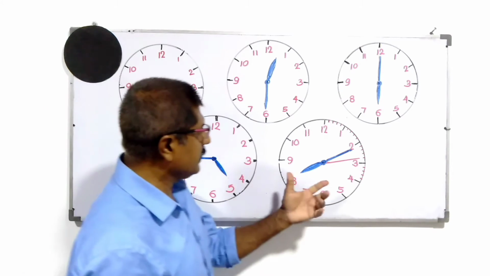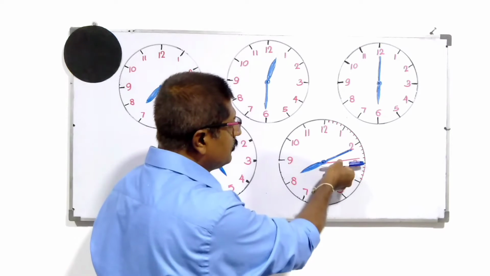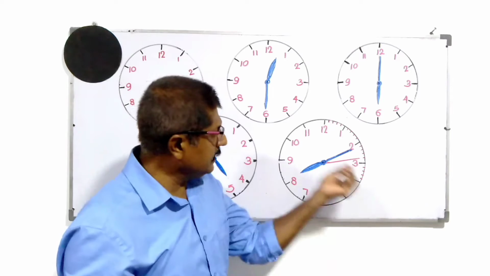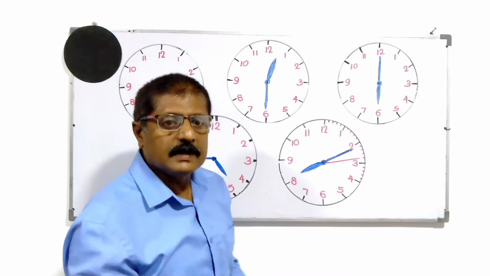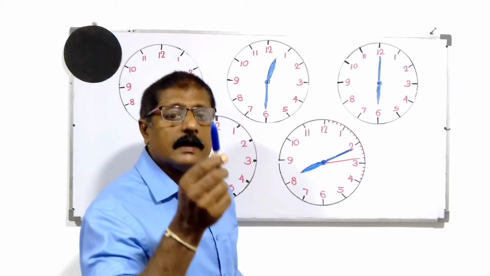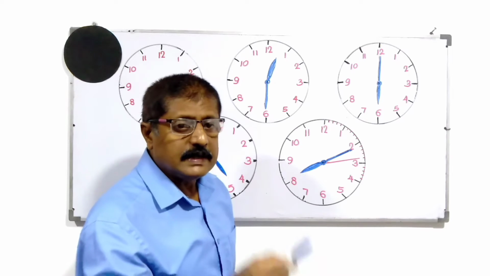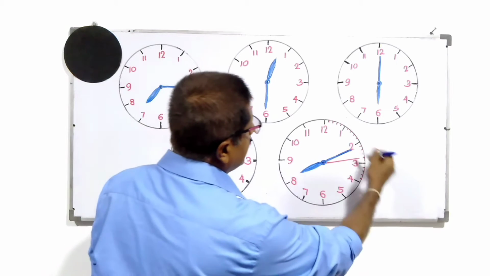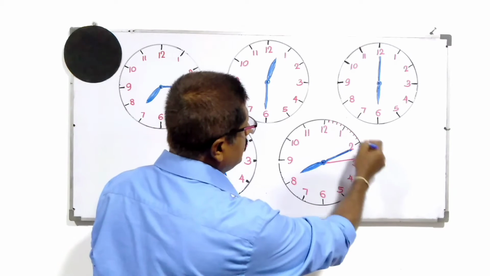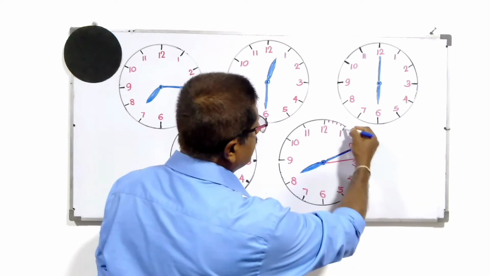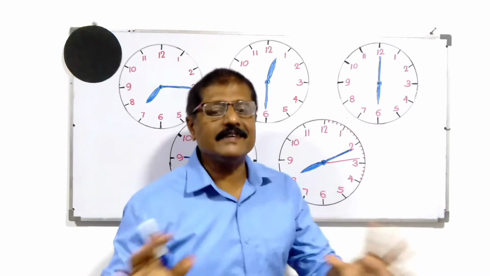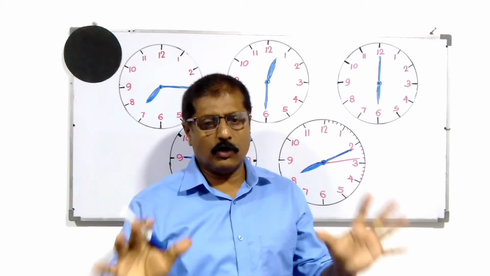4:45. In this one I have shown another very thin red hand, which shows seconds. Here you are: 8 hours, 10 minutes, and how many seconds? 5, 10, 11, 12, 13, 14. 14 seconds. This is the way. This thing you all know.